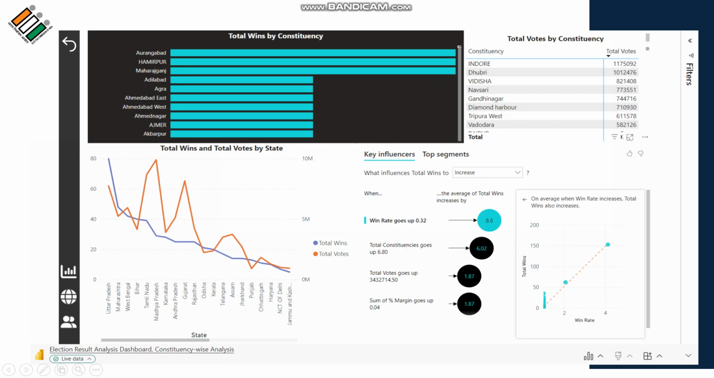And finally, we have key influencers in the election results, identifying which factors have the most significant impact on voting outcomes. Overall, this dashboard is a powerful tool for visualizing complex election data, making it accessible and easy to interpret for stakeholders involved in the electoral process.